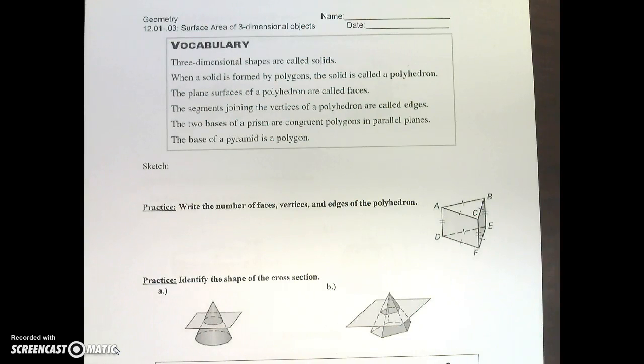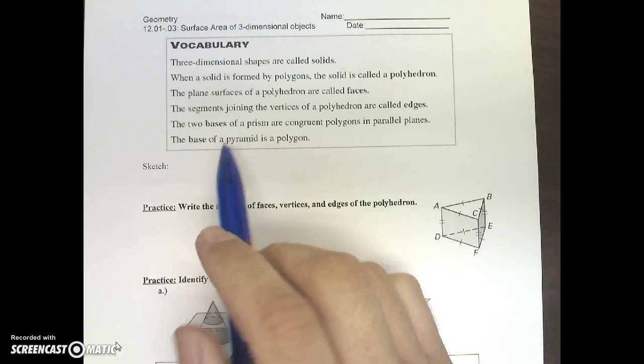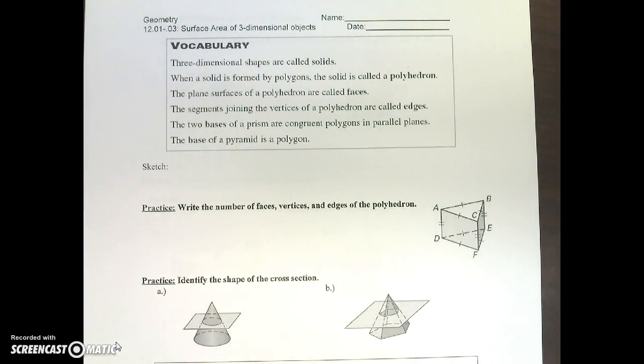So we are going to be talking about surface area today of three-dimensional objects. So let's get right to it. Three-dimensional shapes are called solids. When a solid is formed by polygons, it is called a polyhedron. The plane surfaces of a polyhedron are called faces. They're kind of like the outside sides. The segments joining the vertices of a polyhedron are called edges.